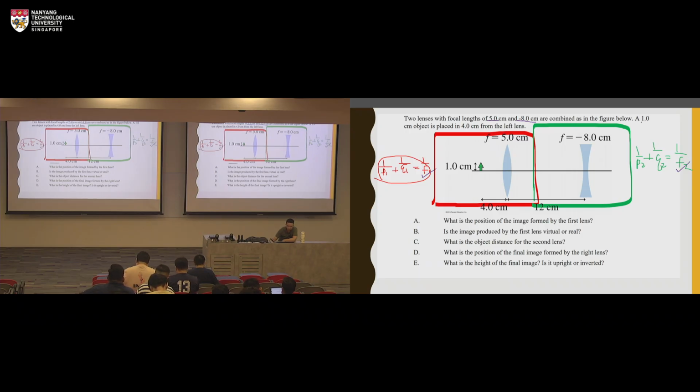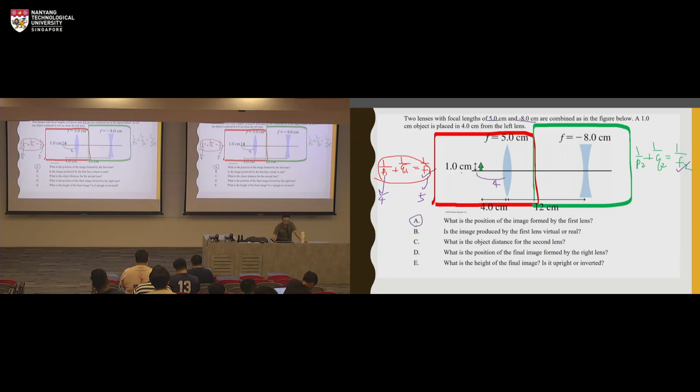And then it says that a 1 cm object is placed 4 cm from the left lens. Okay, so this is 4 cm, which means that this value is 4, right? So it's quite straightforward. As you can see here, system 1, system 2, you can first identify that you actually have enough information to solve system 1 already, because P1 is 4, right? P1 is 4. And then F1 is 5. So you actually can solve your Q1, okay?